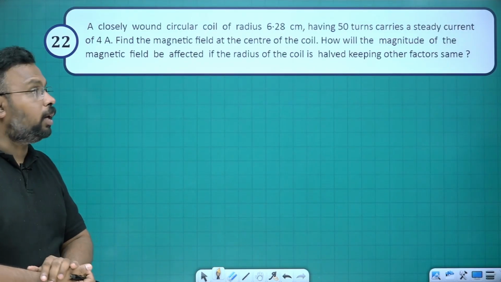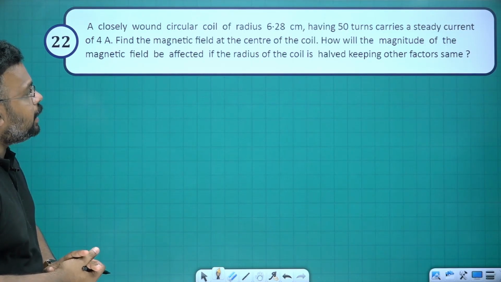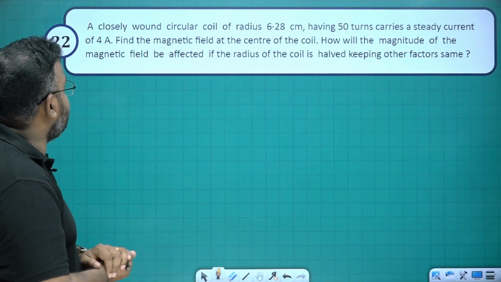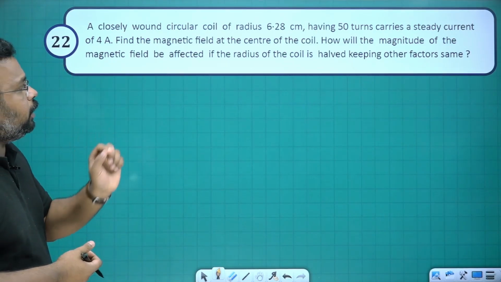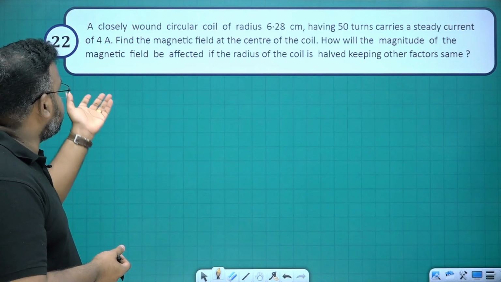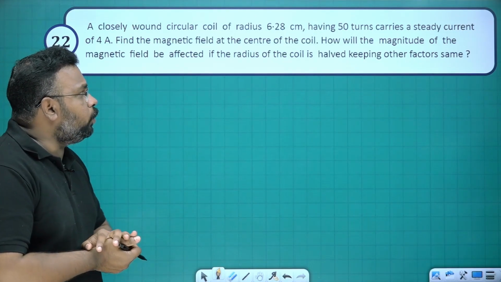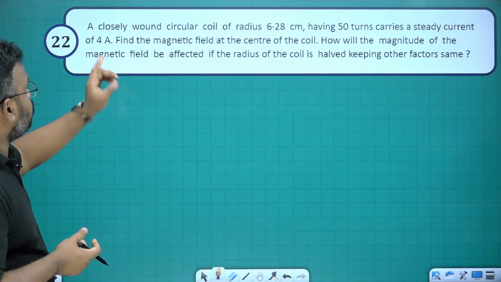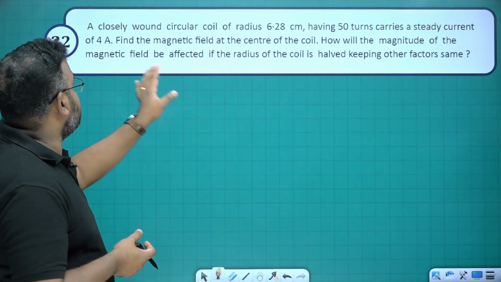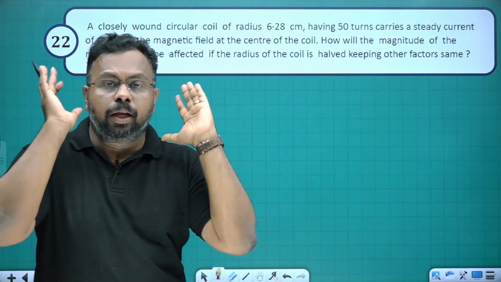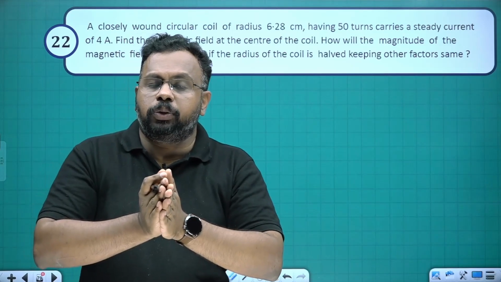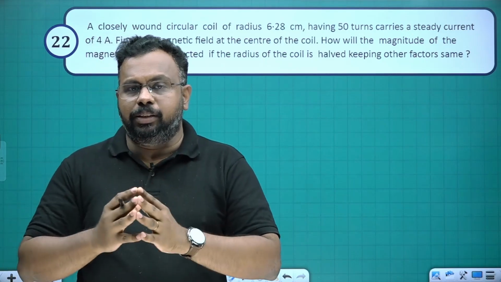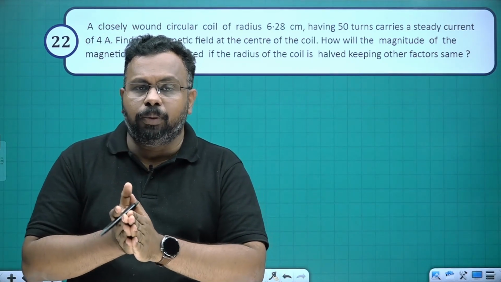A closely wound circular coil of radius 6.28 centimeter, having 50 turns, carries a steady current of 4 ampere. Find the magnetic field at the center of the coil. How will the magnitude of the magnetic field be affected if the radius of the coil is halved, keeping other factors same? Okay, so we will do the first question. Closely wound circular coil, radius is given, number of turns is given, current is given, magnetic field at the center of the coil. Do you remember the formula? Magnetic field due to a circular coil, an application of Biot-Savart law. In that, there is a special case, the field at the center. The importance of the formula, I think you know.